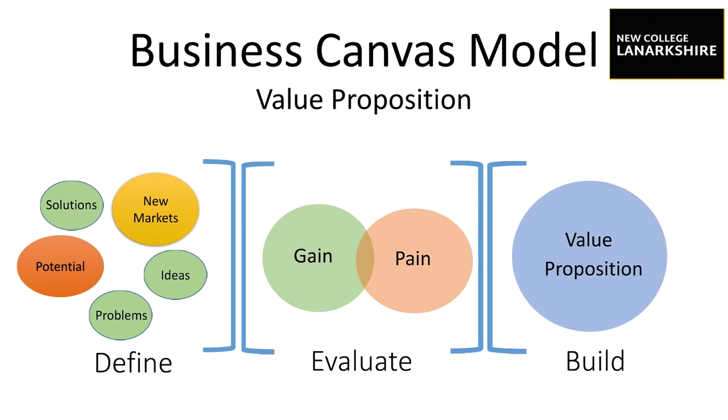Right, so your pain comes as a problem. So we're moving from the evaluate section to the define section. You've got a problem. From that problem you need to then try and create ideas, solutions, potential new markets, and potentially changing your idea. And from that you will then get a gain. From that gain you will then create your value proposition and what you think it is you need to build to take your business forward.